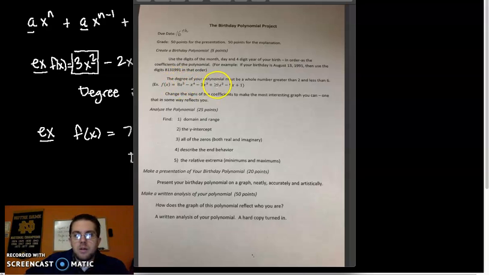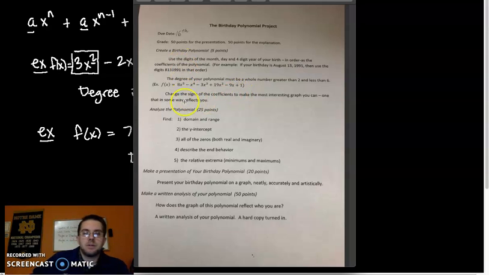The degree of your polynomial must be a whole number greater than 2 and less than 6. So we can use up to 4 terms if we want. We can use up to 3. We can use all the way up to 6. Or actually less than 6 is what it wants. Okay, so notice this one has the 8x to the 5th, so he chose a polynomial of degree 5, and he's just putting each digit next to one of these terms in that polynomial. We don't have to be that rigorous, okay?